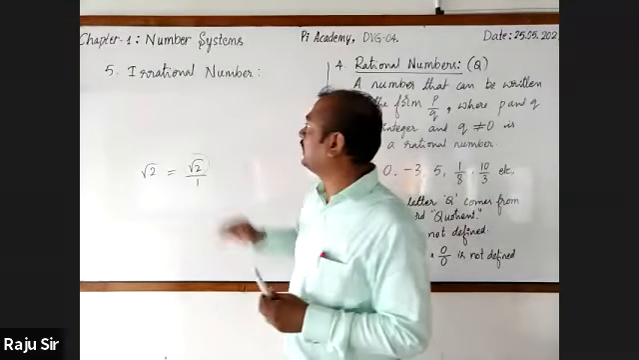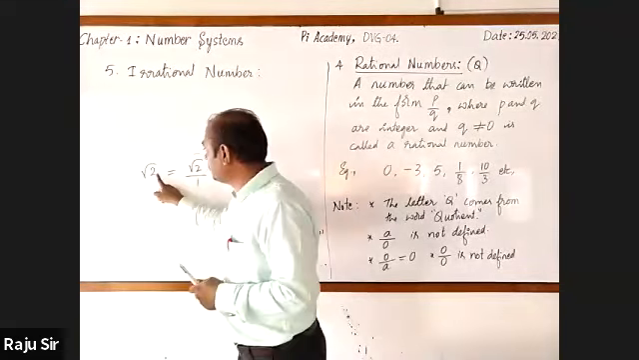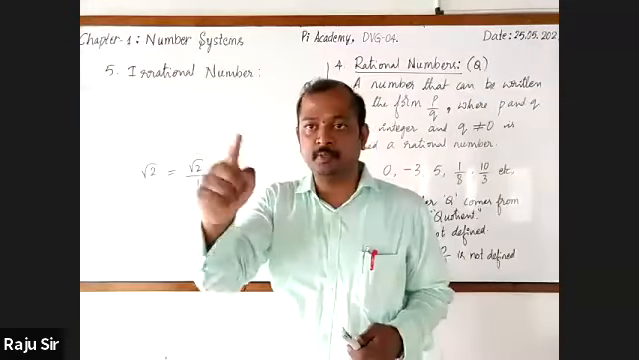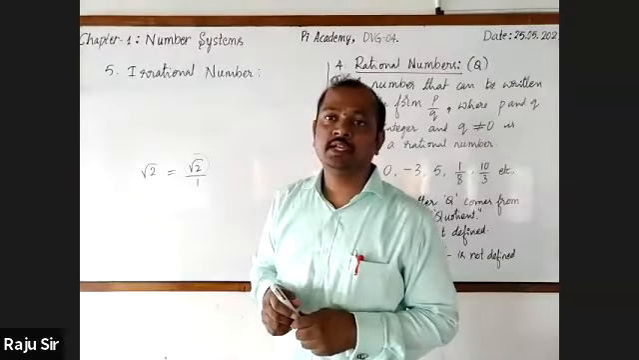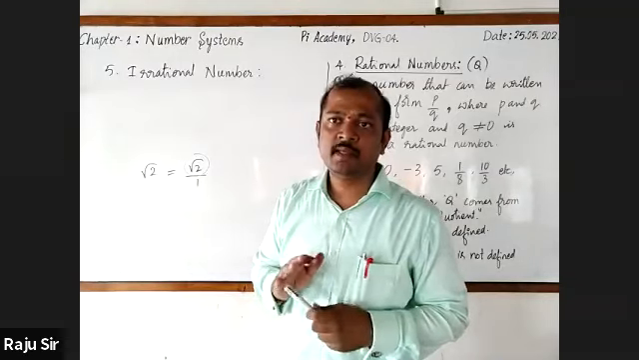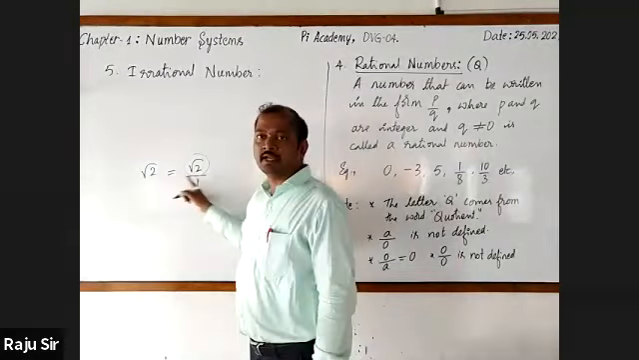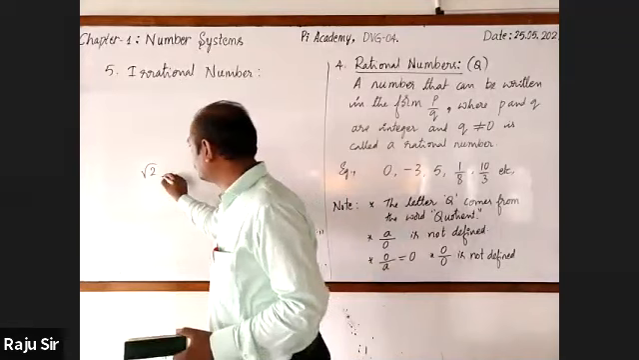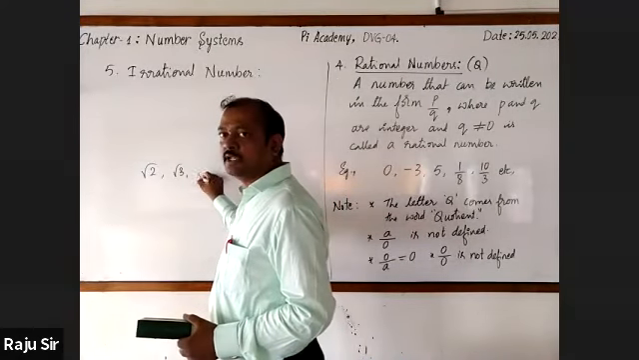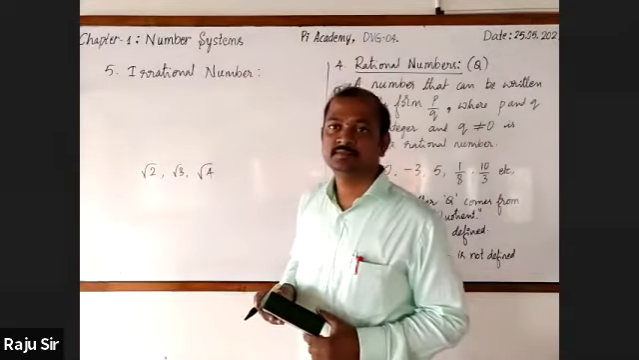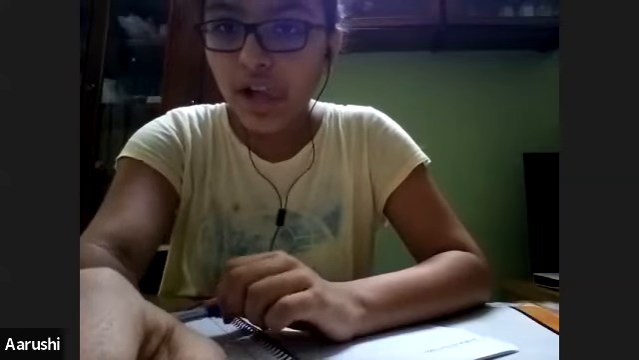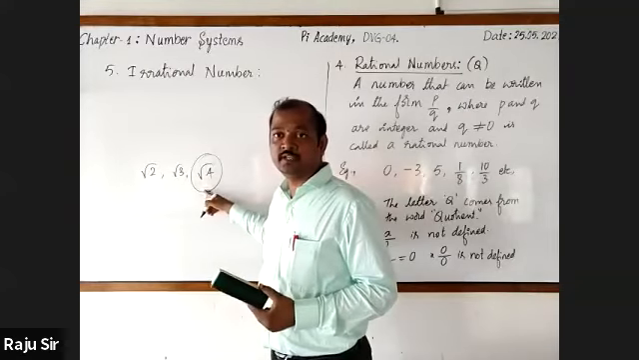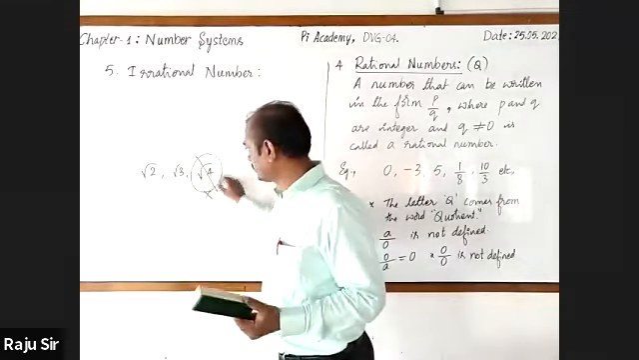Hence, we can define irrational number as a number which cannot be written in the form of P by Q with the condition P and Q are integers and Q is not equal to 0. Clear? So such numbers are called irrational numbers. We can take a few examples for irrational numbers as root 2, root 3. Can I take root 4? No, sir, we can't take root 4. Root 4 is 2, which is a rational number. So 4 will not come.